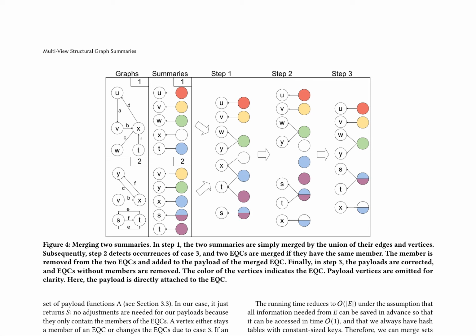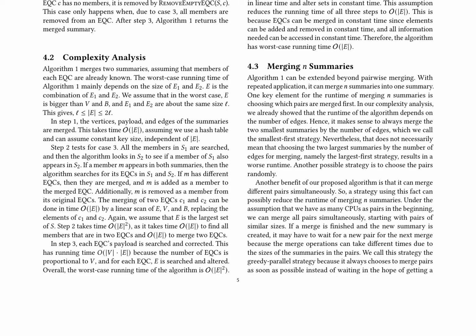However, under the assumption that all necessary information from E can be pre-computed and accessed in constant time, the overall running time of the algorithm reduces to O(E). This is because EQCs can be merged in constant time, and all required information can be accessed in constant time. The algorithm can be extended to merge n summaries by repeated application, with the runtime depending on the strategy used to choose which pairs are merged first.